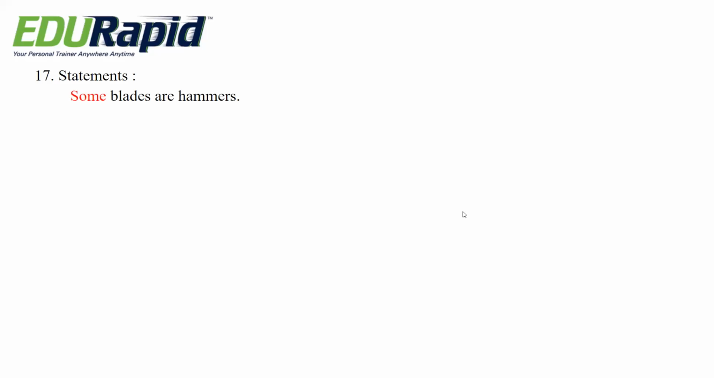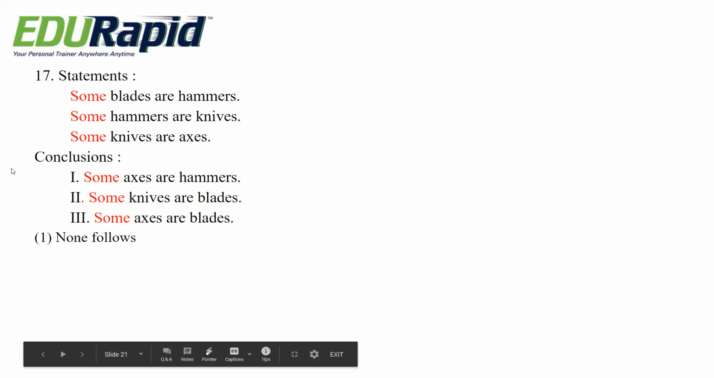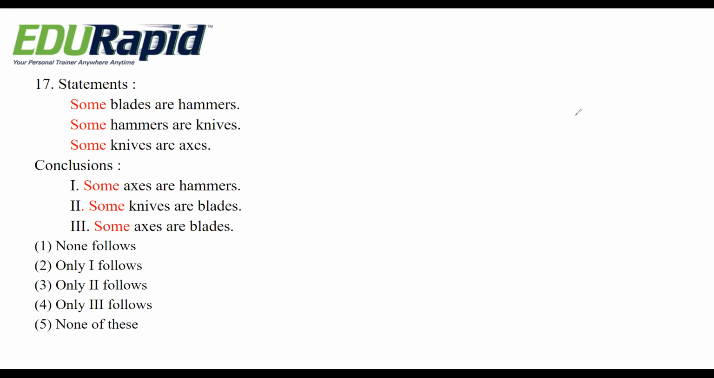Next question. Statements: some blades are hammers, some hammers are knives, some knives are axes. Conclusions: some axes are hammers, some knives are blades, some axes are blades. Options: none follows, only one follows, only two follow, only three follow, none of this. Write down the Venn diagram. Some blades are hammers. Some hammers are knives. Some knives are axes.